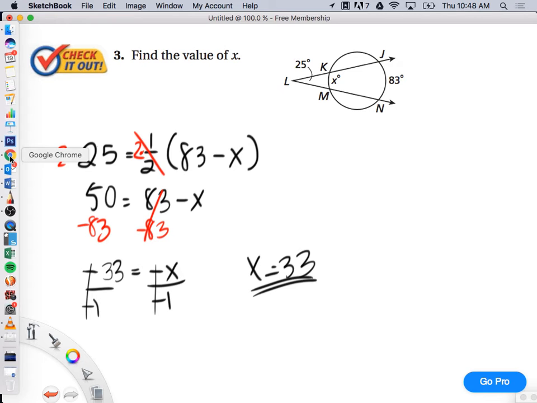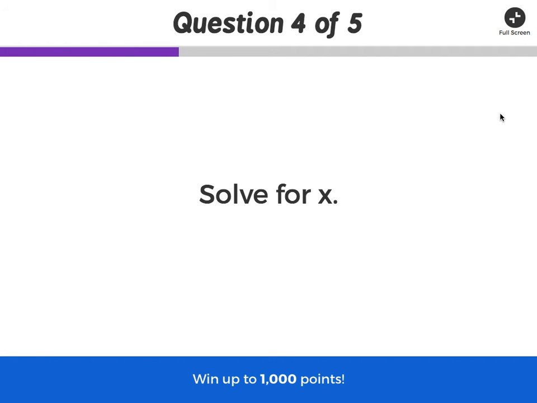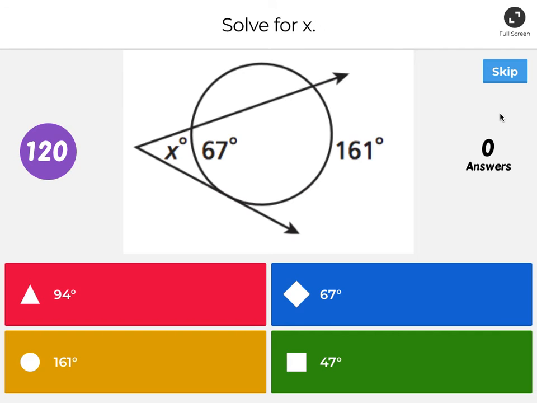Divide by negative 1, you get x is 33. All right, Kahoot time. Go ahead, solve for x.